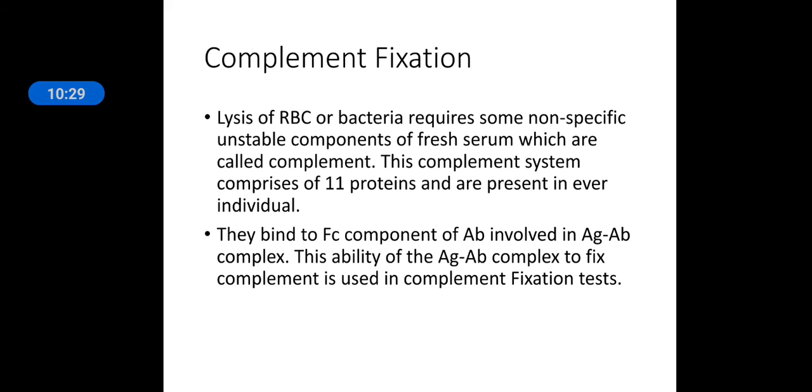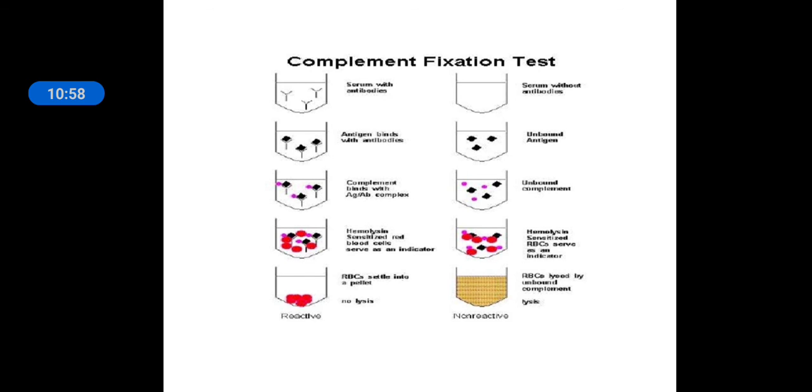The next type of reaction is complement fixation. We all know what complement is, right? Complement is a system comprising 11 proteins, and it is present in every individual. These complements will bind to the Fc component of the antibody involved in the antigen antibody complex. So this ability of the antigen antibody complex to fix complement is called the complement fixation test. This is the figure showing the test.